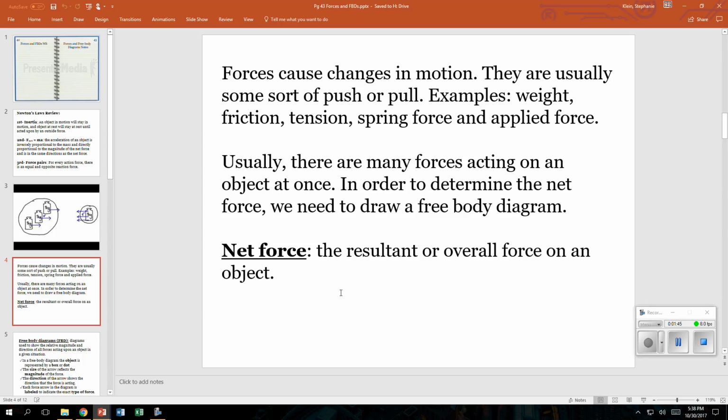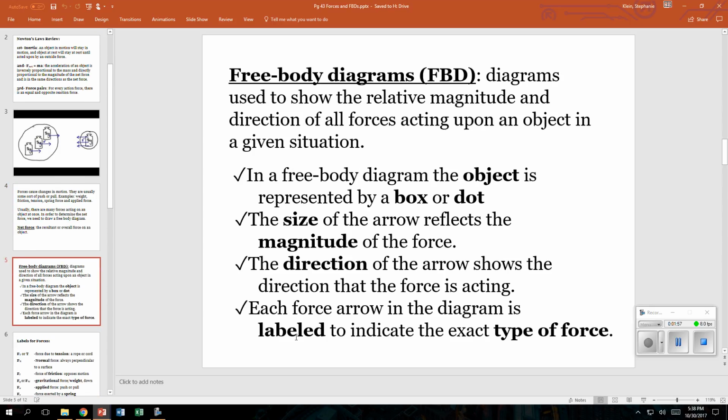So, what is the net force? Remember, it is the resultant or overall force on an object. That is the net force. So, what are the steps we need to take in order to draw our FBDs?